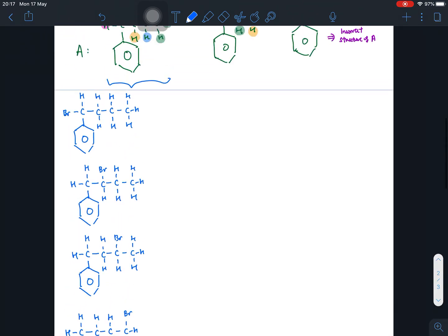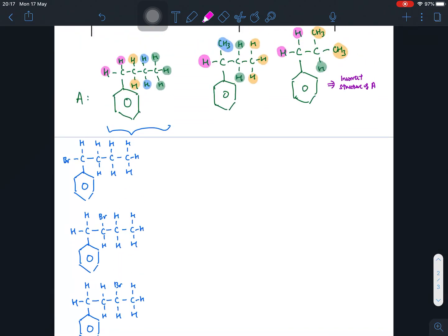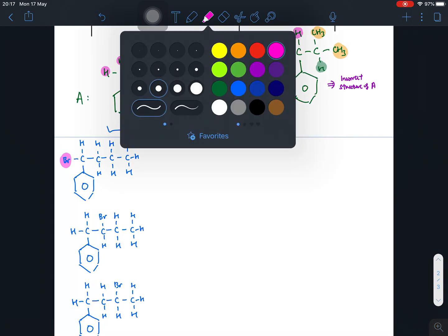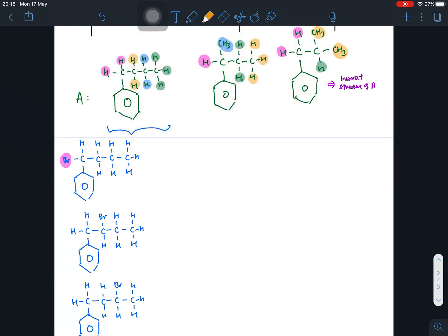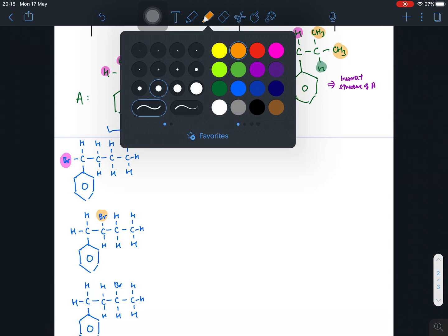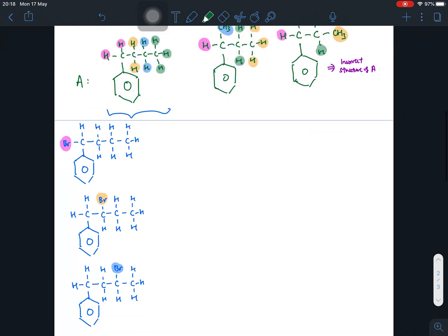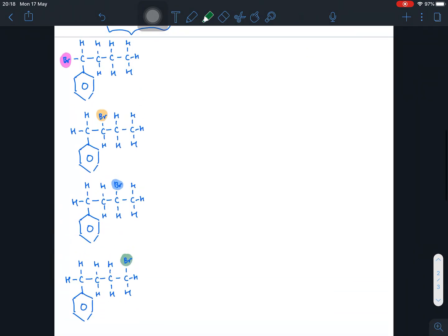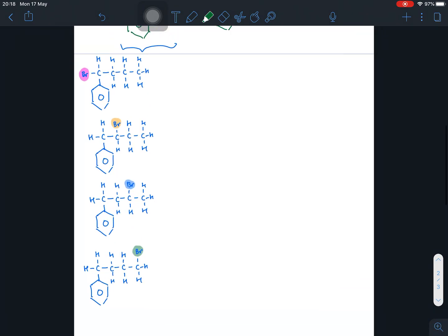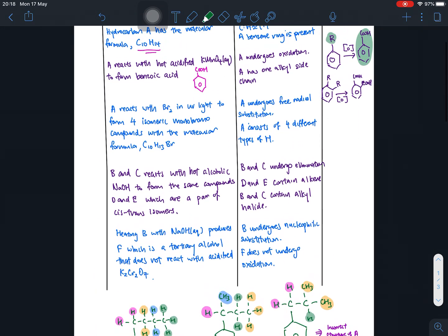Okay, so these are the 4 different compounds that you would see. I'm just going to highlight it so that you can see what I'm referring to when the respective hydrogens are being substituted. Okay, and then we'll move on. At this point in time, I'm not sure whether this is correct because it must follow through all the evidence. So let's continue as well.